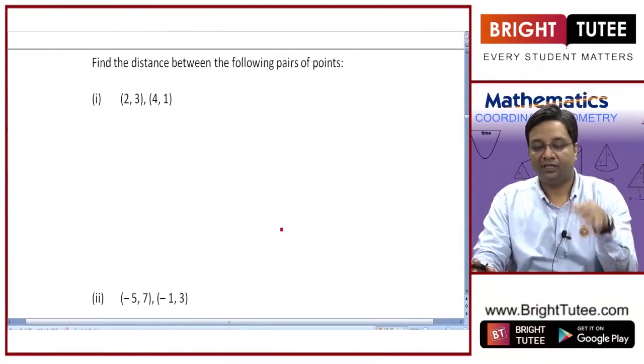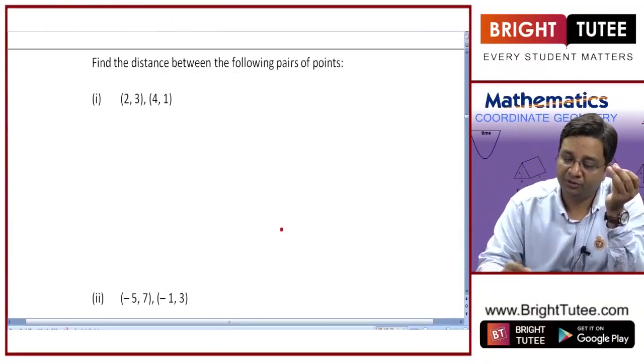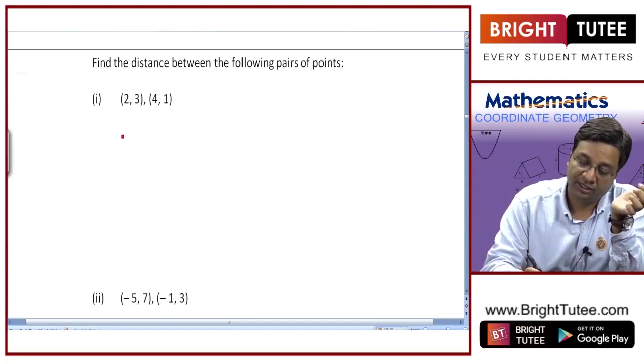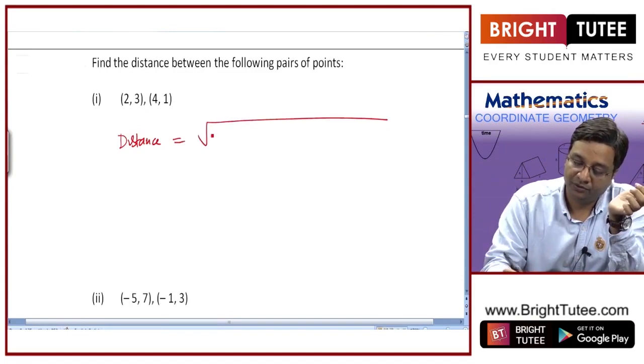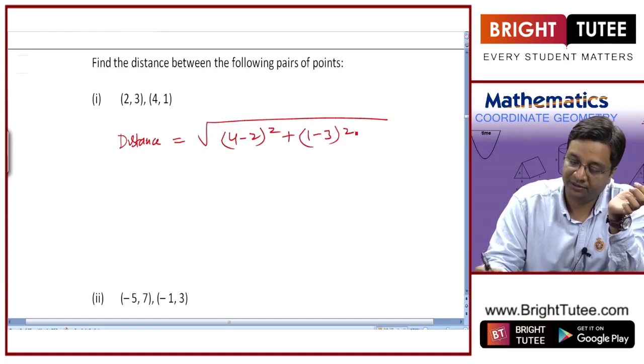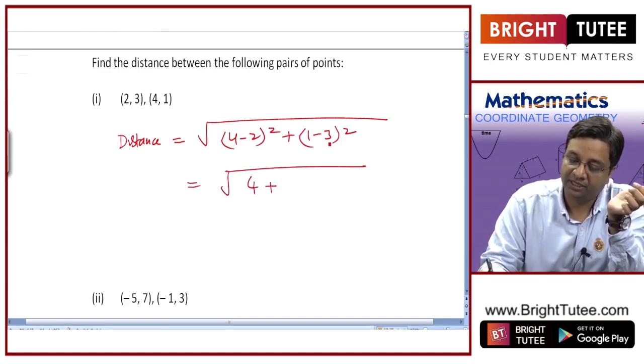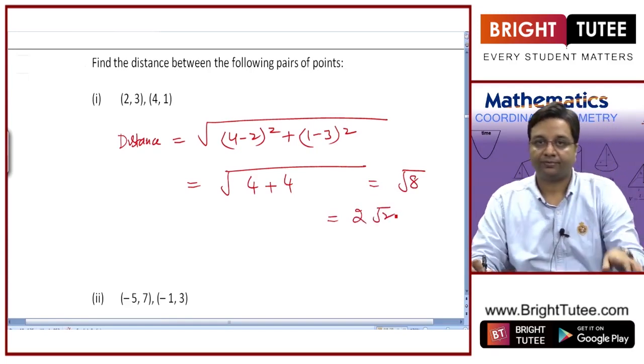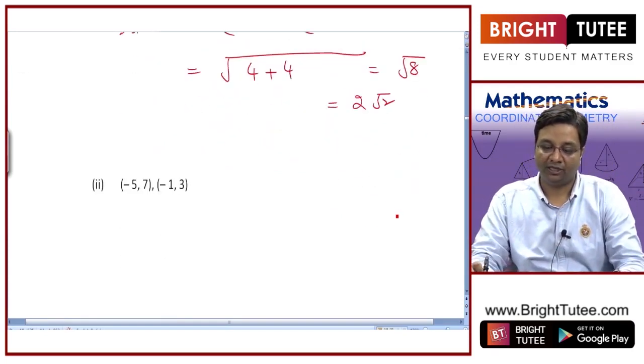Okay, so now this is a pretty simple question for you. You just need to find the distance between the following pairs of points. So the distance will be equal to the square root of (4 minus 2) squared plus (1 minus 3) squared. 4 minus 2 is 2, 2 squared is 4, 1 minus 3 is minus 2, squared is again 4. So 4 plus 4 is 8. So root 8 can be written as 2 root 2, right? So this is how you calculate the distance.